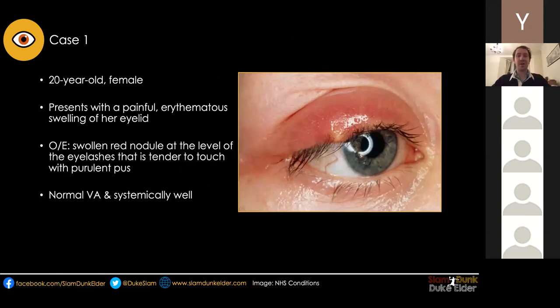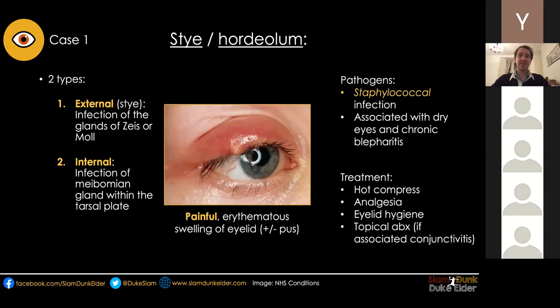a 20-year-old female presents with a painful erythematous swelling of her eyelid, which is a red nodule, tender to touch at the level of the eyelashes, and it's got some pus. Systemically very well, normal visual acuity. Anyone know the diagnosis? So this is a hordeolum, a stye.